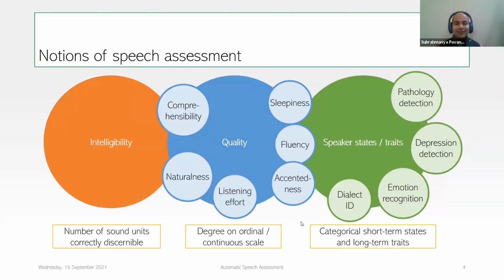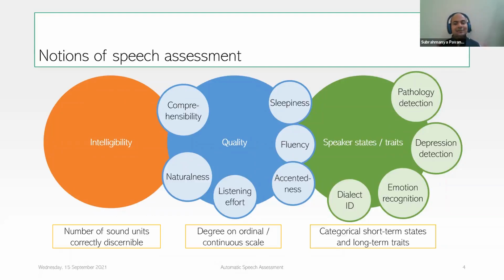There are several notions in the literature regarding this assessment of communicated aspects from speech. The notions are all fragmented, but we can categorize them broadly into three: intelligibility, quality, and speaker states or traits. This thesis considers all of them broadly as speech assessment. There are no clear boundaries between these notions. Intelligibility is about the spoken message. How many sound units can you hear correctly?